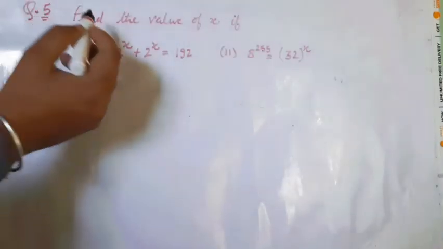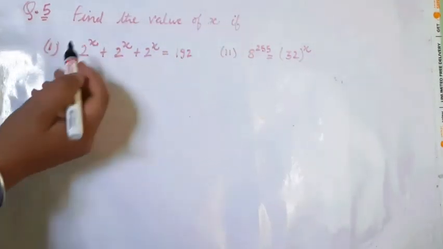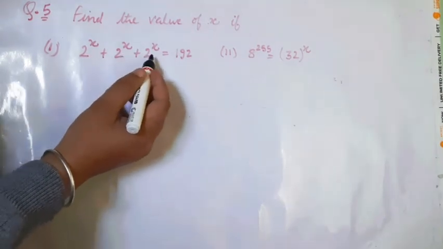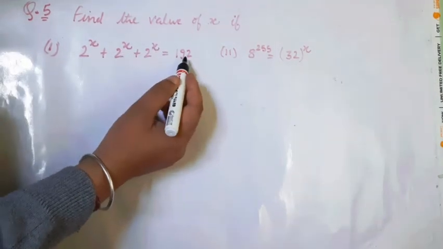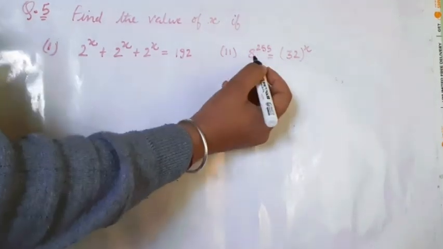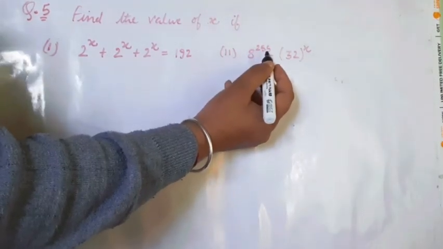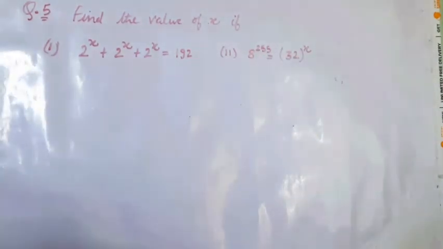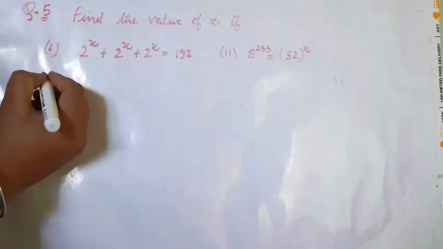So next is find the value of x if the first part is 2 raised to power x plus 2 raised to power x plus 2 raised to power x equals to 192, and second is 8 raised to power 255 equals to 32 raised to power x. So let us solve the first part first of all.